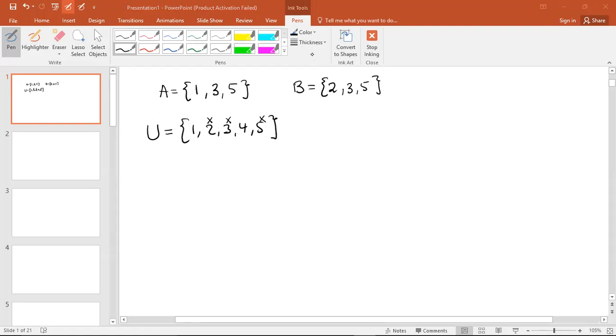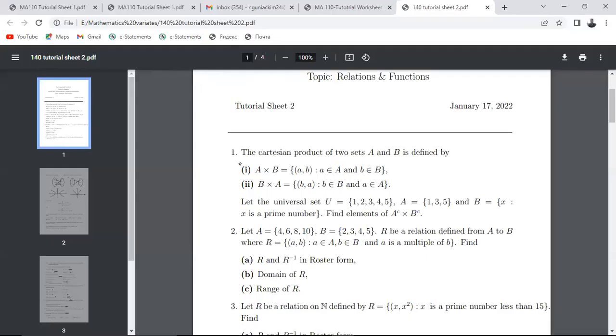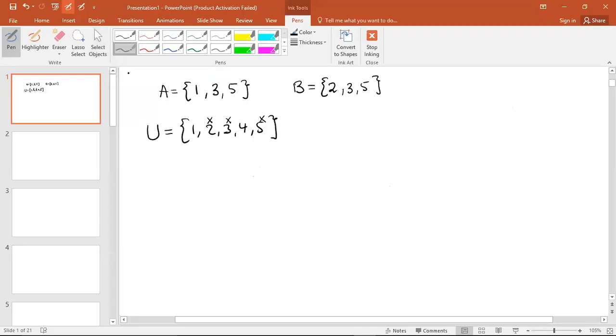Now let's look at the question. What exactly do they want? What they want is to find the elements of A complement cross B complement. So for you to get this, you first need to come up with A complement and B complement.